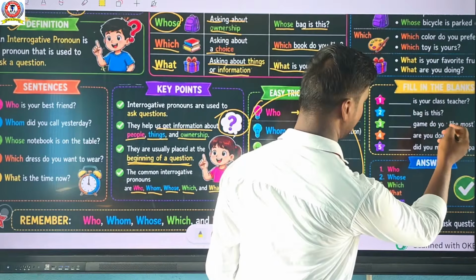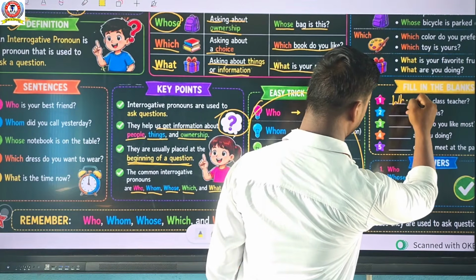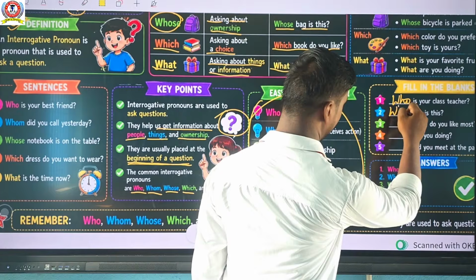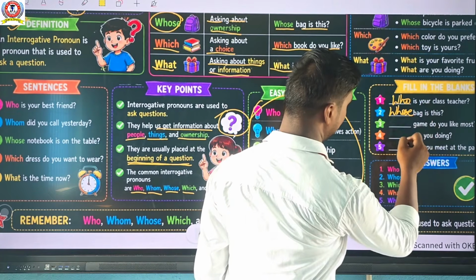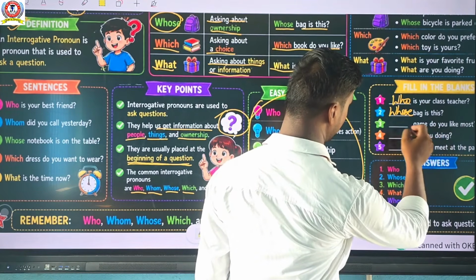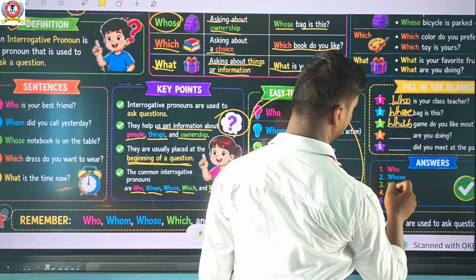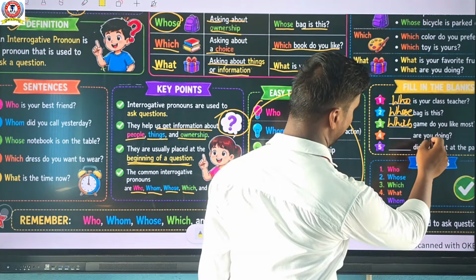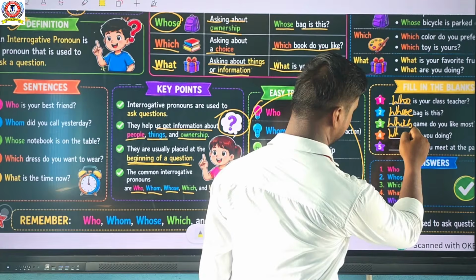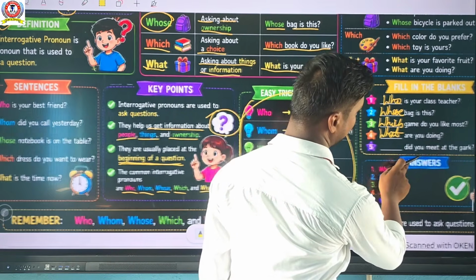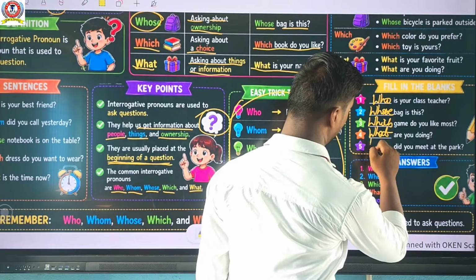Dash is your class teacher. Who is our class teacher? Dash bag is this. Whose bag is this? Dash game do you like most? Which game? Then dash are you doing? What are you doing? Dash did you meet at the park? Whom?